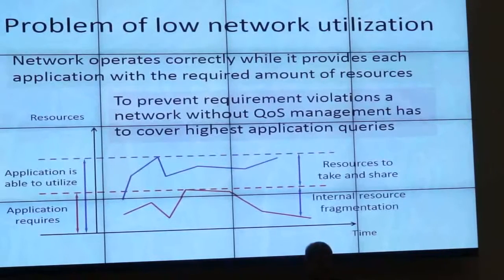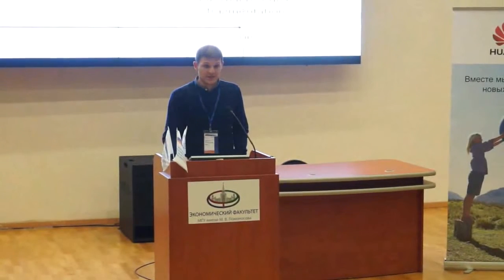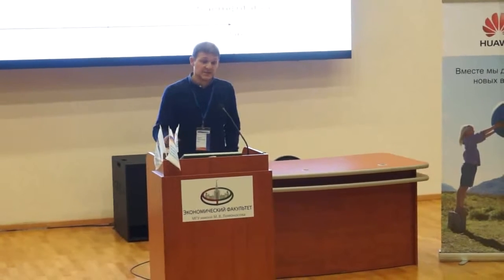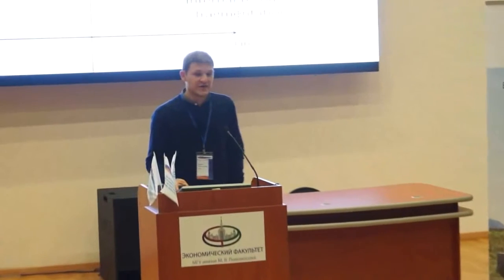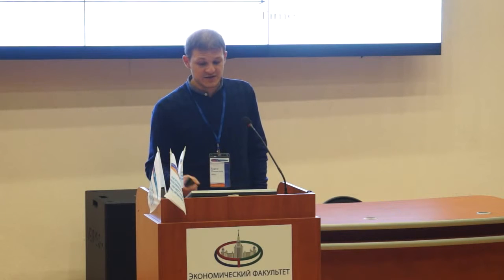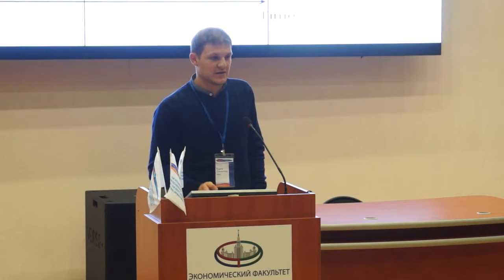As you remember, the network operates correctly if each application gets at least the required amount of resources. So if the network has no quality of service management, each application can take a lot of resources, much more than it requires, and some applications would be suffocated. So the network should provide as many resources as needed to provide high accuracy for each application. We have a lot of resources that could be taken and shared, and the network could still operate correctly. And actually we have an internal fragmentation of resources. As a result, we have huge over-provisioning and low network utilization.